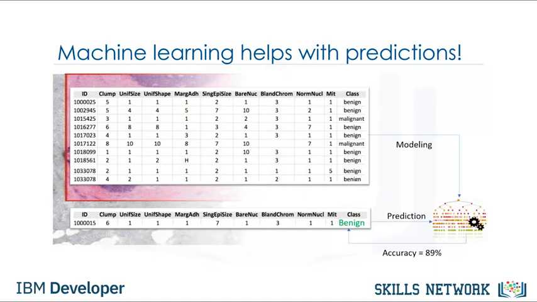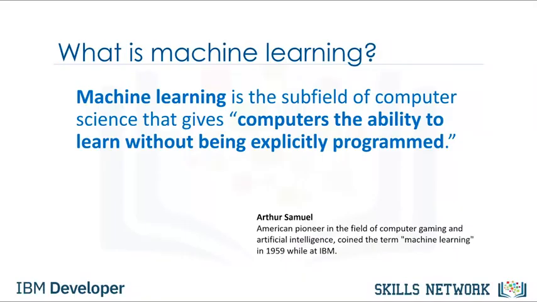Now, let me give a formal definition of machine learning. Machine learning is the subfield of computer science that gives computers the ability to learn without being explicitly programmed. Let me explain what I mean when I say without being explicitly programmed.